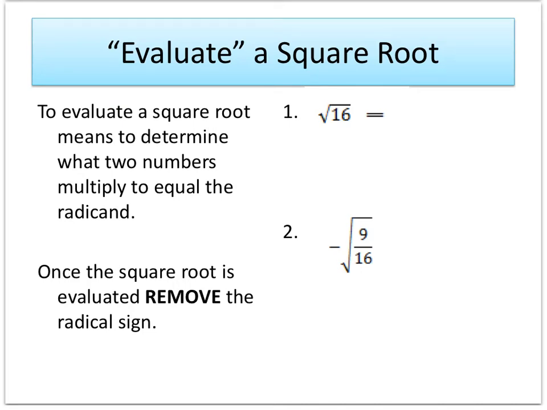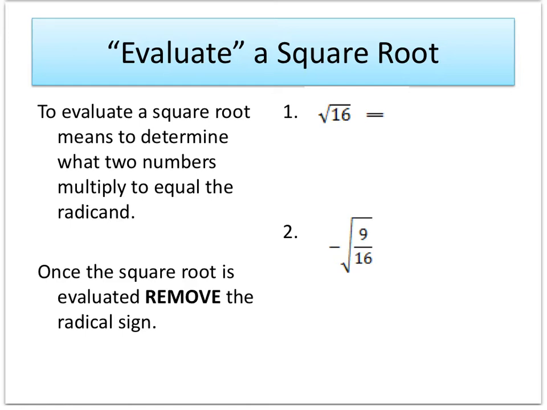So let's talk about evaluating a square root. When we say to evaluate a square root, that means to determine which two numbers multiply to equal the radicand. Once the square root is evaluated, we remove the radical sign. So evaluating the square root essentially means we're taking that square root. We're doing that operation.